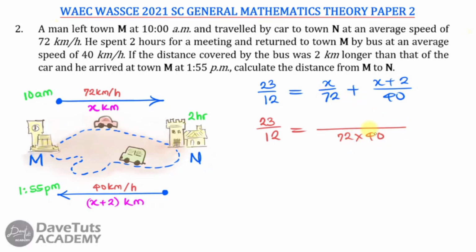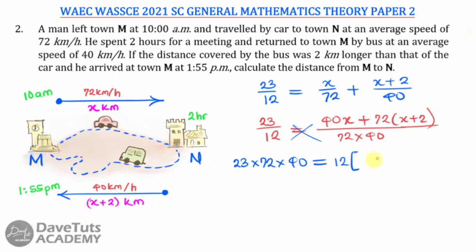Here, 72 times 40 divided by 72 is 40, so I have 40x plus here. Now 72 will be multiplying the two terms that we have as the numerator here. So I have 72 multiplied by x plus 2. Students, I hope that will be clear enough for you, such that if I cross multiply, this is what I'm going to have: 23 times 72 times 40 is equal to 12 multiplying the whole of 40x plus 72x plus 72 times 2, which will be 144.